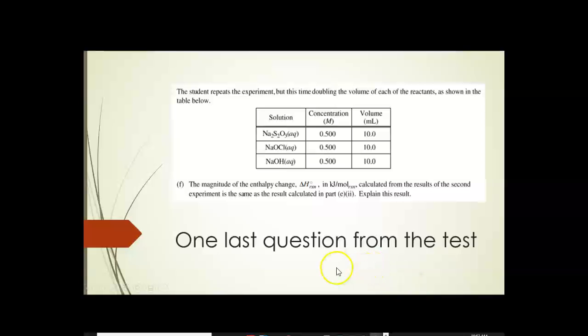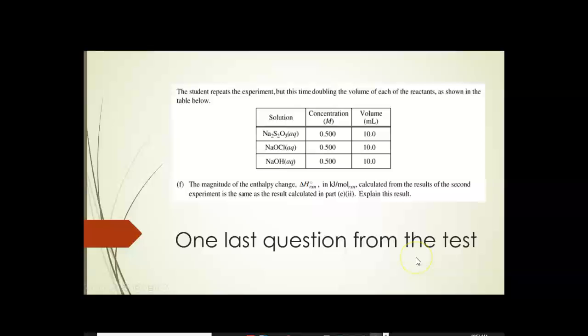Last question from the test. The magnitude is this, calculated from the results of the experiment, the same as the result in part E2, the one we just worked out. If you have this number of volume and concentration. You can think about that one. I'll put it back up here so you can take a screenshot or something.